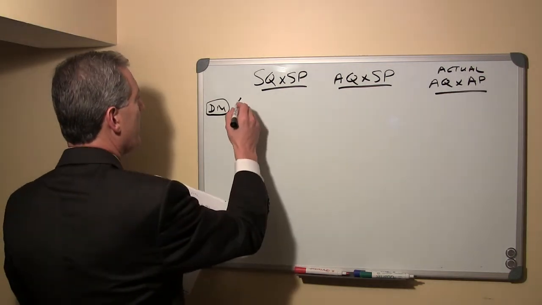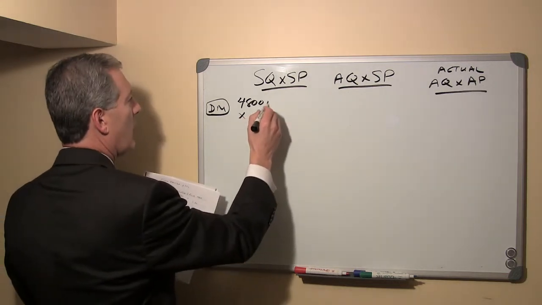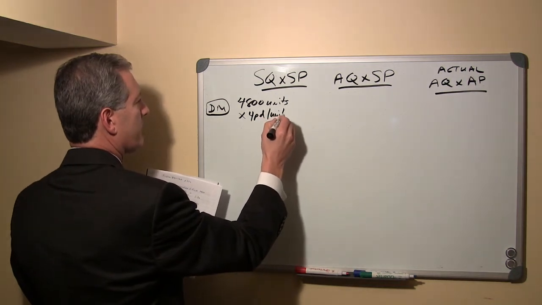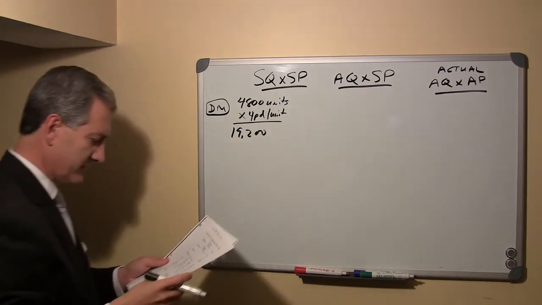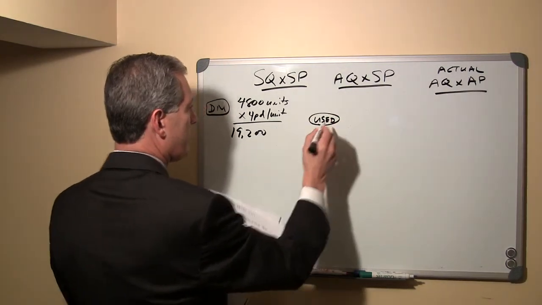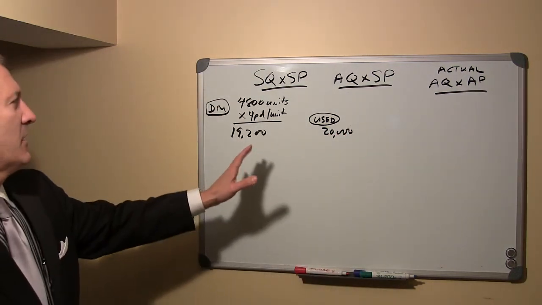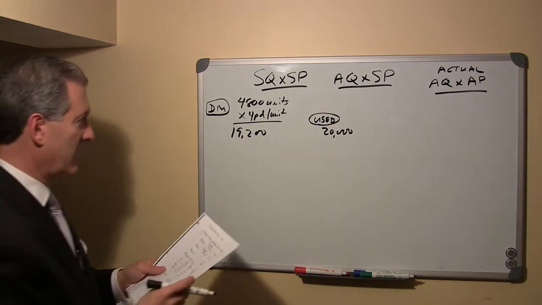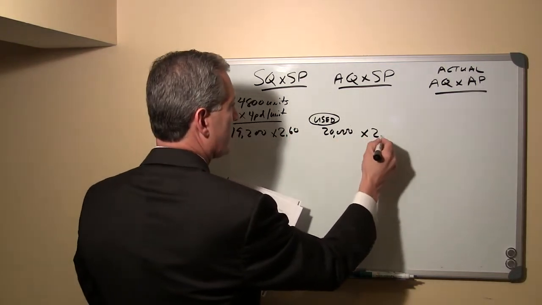So in this problem, they actually produced 4,800 units. The standard quantity is 4 pounds per unit. They should have used 19,200 pounds. What did they actually use? They used, and this is why it's important, they used 20,000 pounds. So you can see there's a difference between what they should have used at standard, 19,200, and what they actually used at 20,000 pounds. At the standard price, it's $2.60, $2.60.